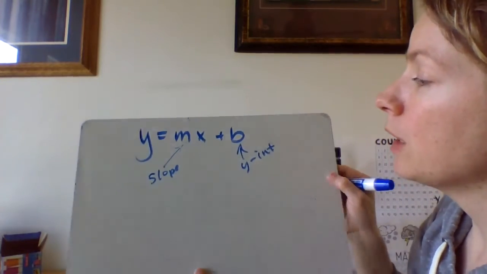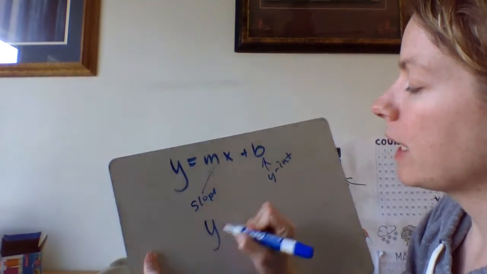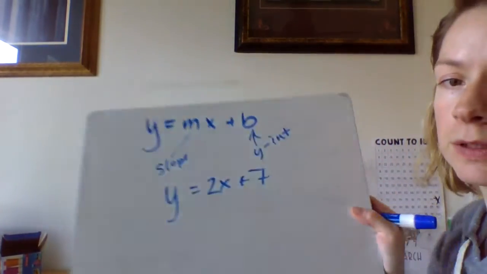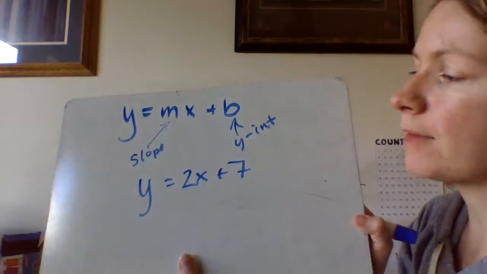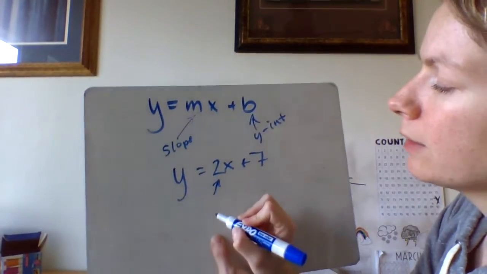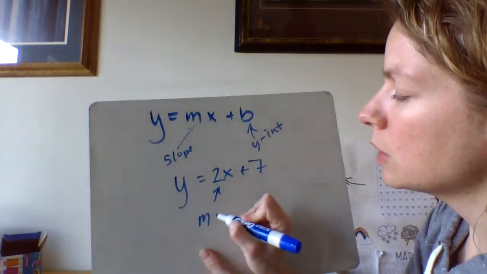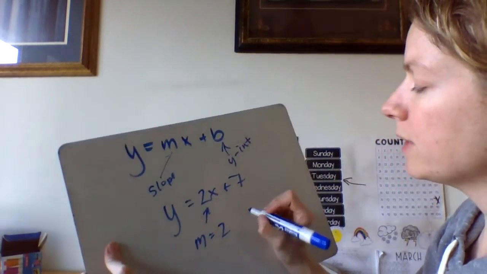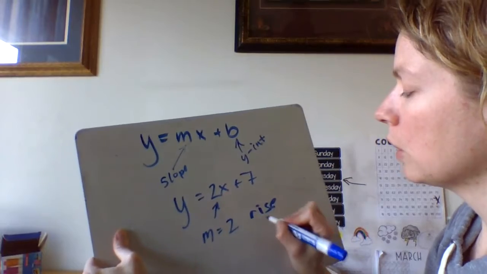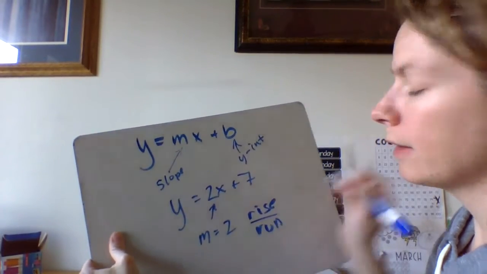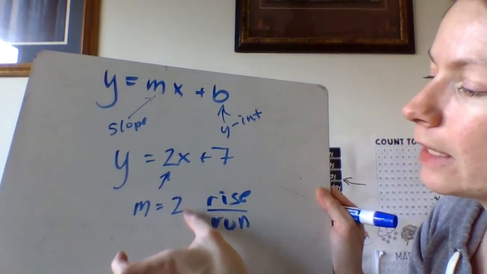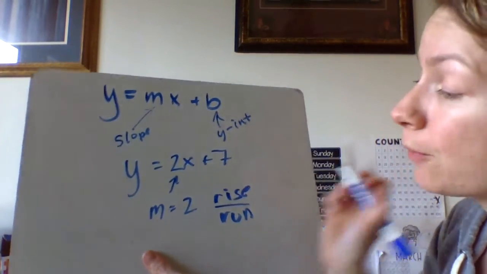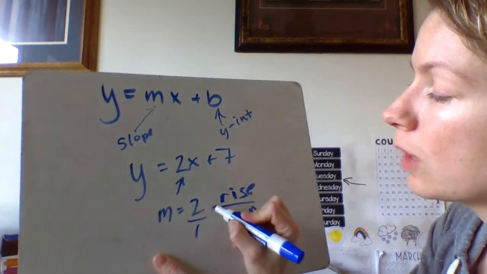Okay? So when we're looking at this, I can get everything that I need to graph a line directly from my equation. So if I've got an equation like y equals 2x plus 7, then this piece right here, this is my slope. So m is equal to 2, and if we remember, my slope is rise over run. It's not always going to be given to you in fraction form, but remember with slopes, we like fractions. So we're actually going to turn it into 2 over 1.